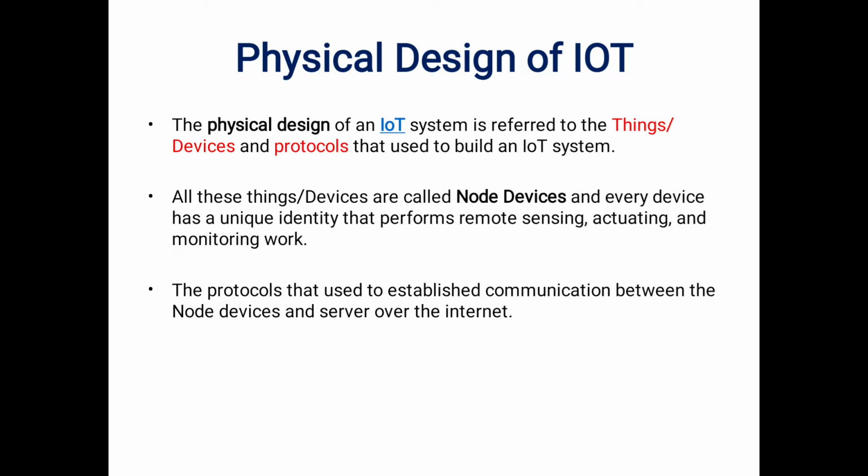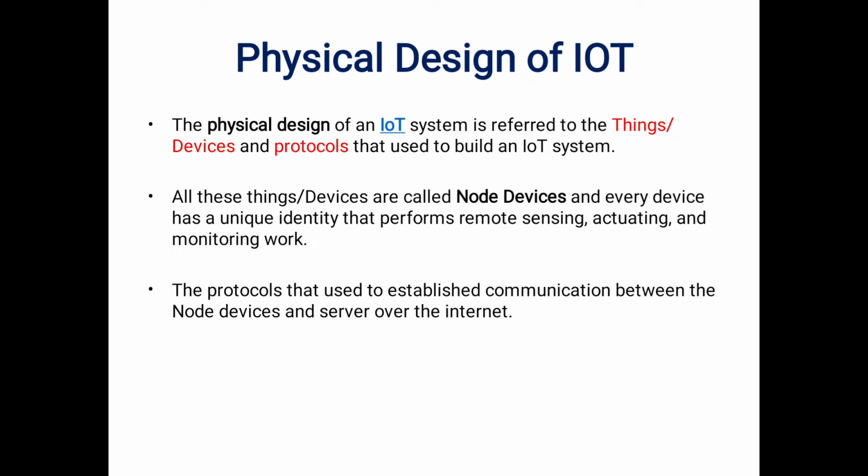All these things or devices are called node devices, and every device has a unique identity that performs remote sensing, actuating, and monitoring work. The protocols are used to establish communication between the node devices and the server over the internet.